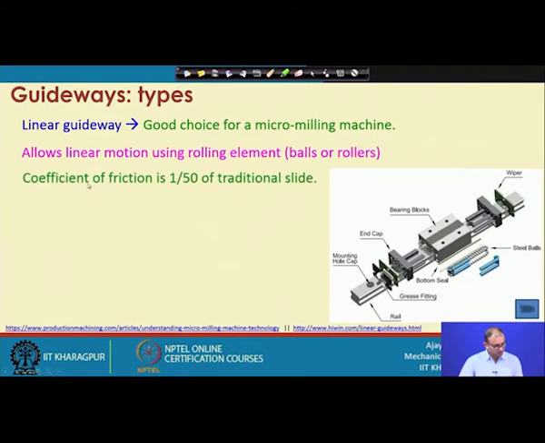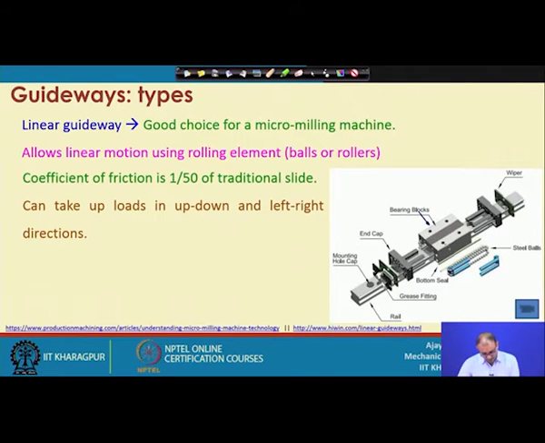Right. So, here the coefficient of friction is 1/5 of the traditional slide bearing. Whatever I just showed you here is the comparison with that. It is 50 times less than the coefficient of friction you are getting in the traditional part. That is one of the advantages, and it can take up loads in the up-down and left-right directions. What is important here is that whether you are loading from top to bottom or sideways, everywhere it will compensate. That means there is no problem in the loading direction.